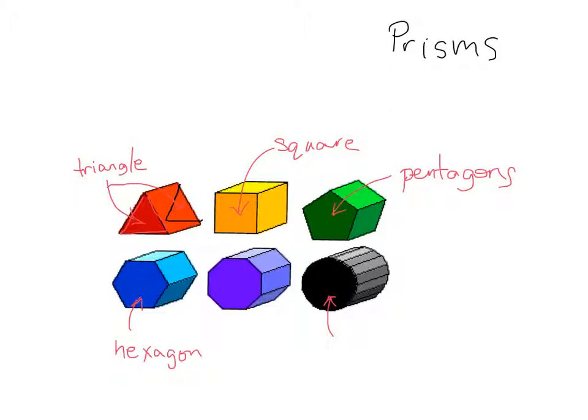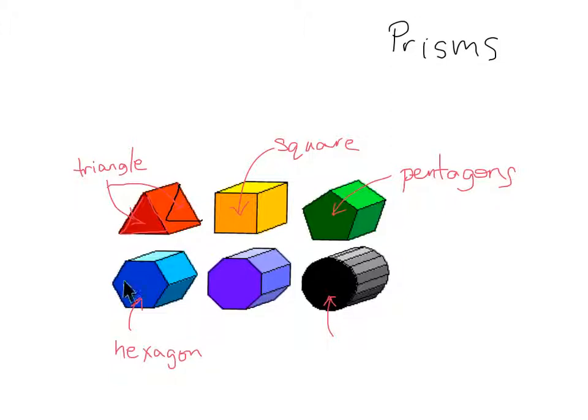Another thing is that these two faces have to be connected by parallelogram faces. So in our triangle prism here, or triangular prism, the two triangles, the one at the front and the one at the back, are connected by parallelograms. There's a parallelogram on each side. So there's one on the right, one on the left that we can't see, and one at the bottom. And that's the case for all of the figures on this page.